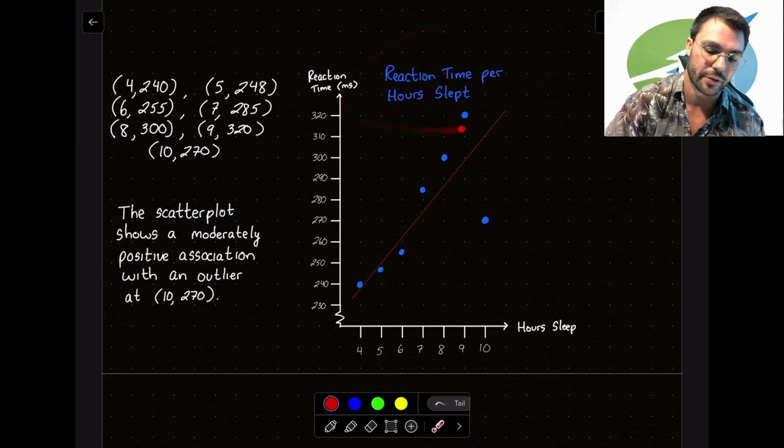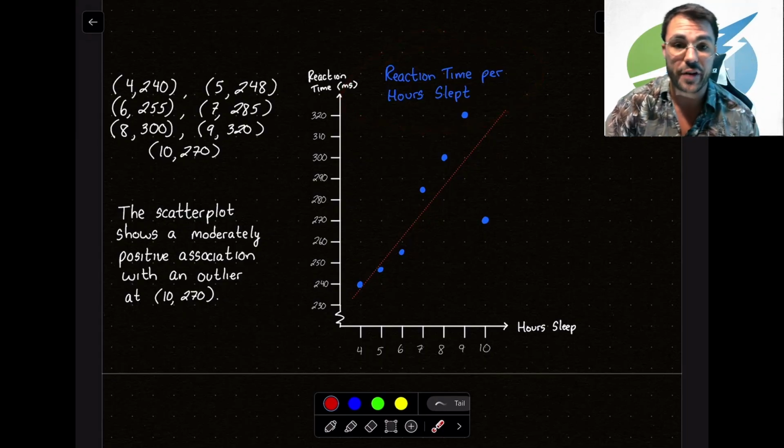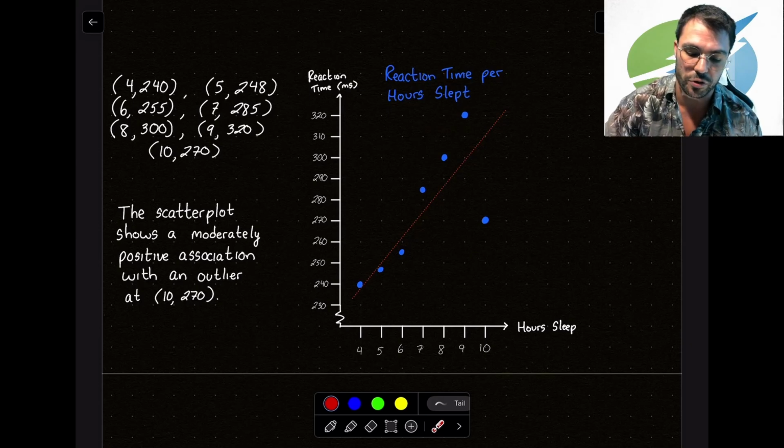Cool. And of course, lastly, all of our graphs, give them titles. But cool. This is everything I have for you on scatterplots. We're going to go into more detail on this in upcoming videos, but this is just to give you an idea of what we're talking about.